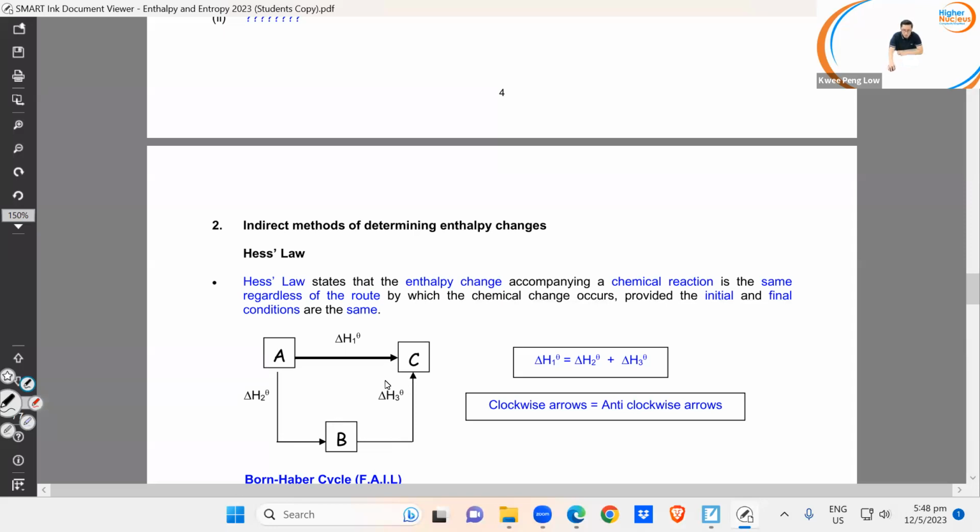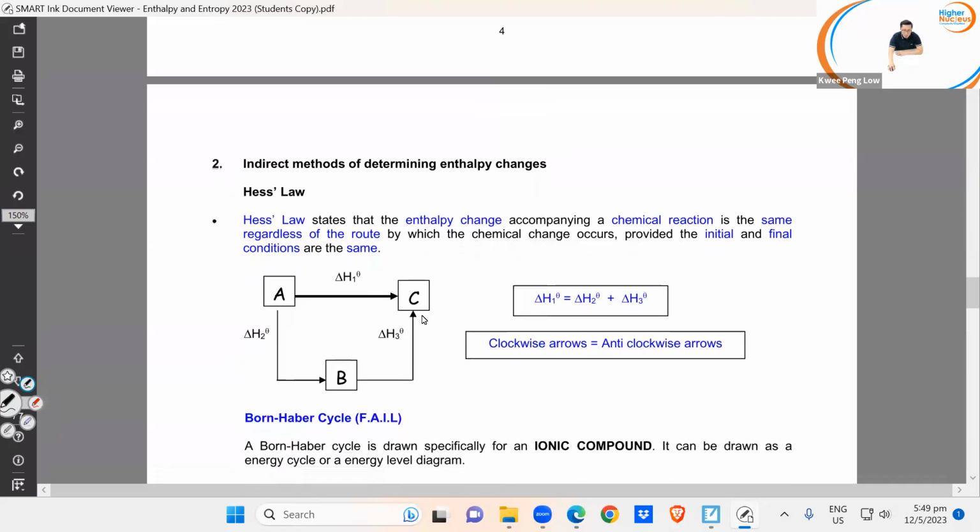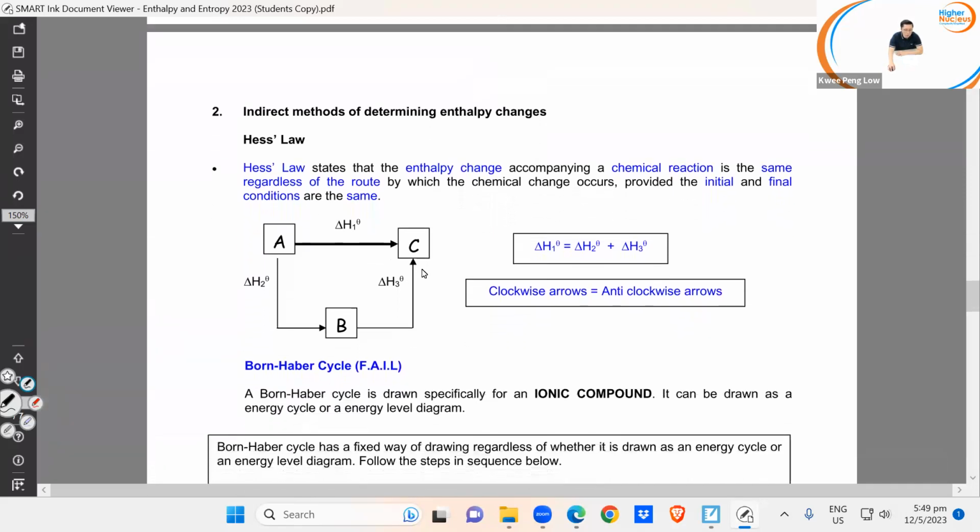So Hess's law basically just means your clockwise enthalpy equals the anti-clockwise enthalpy. So delta H1 is equal to delta H2 plus delta H3. So this is Hess's law. We're going to use Hess's law to construct this cycle called a Born-Haber cycle.